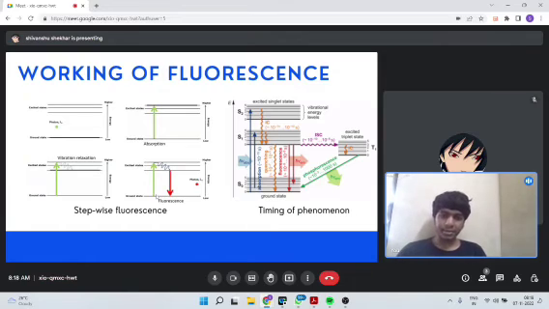The timing, as you can see here, there are multiple phenomena which happen when a light is incident and light is coming out. Phosphorescence takes of the order of milliseconds to kiloseconds, whereas fluorescence is of the order of nanoseconds to microseconds, and many other things such as vibrational settling are much faster, because after multiple rounds of vibrational settling is when we come across phosphorescence. So this is more about the timing diagram of how these phenomena occur in fluorescence.